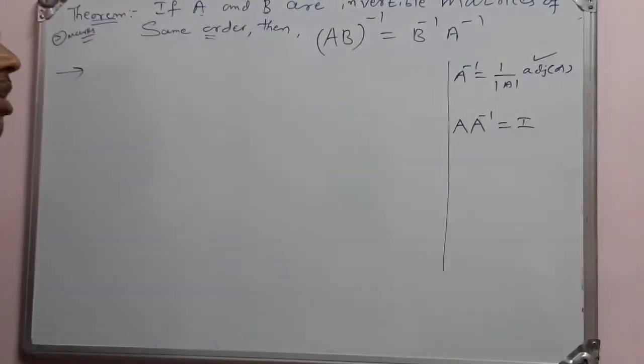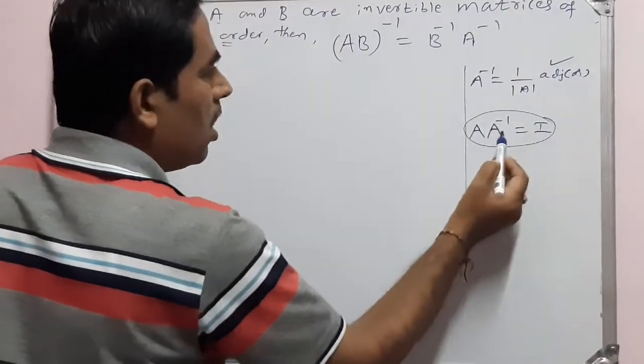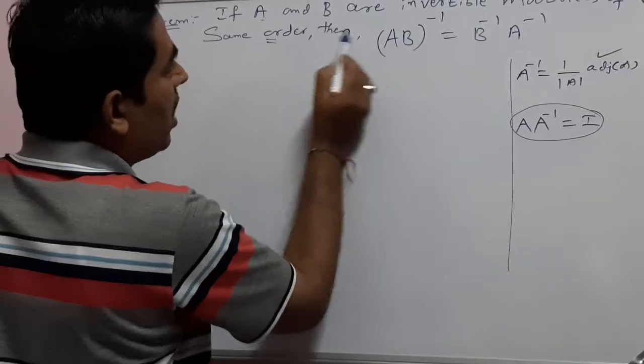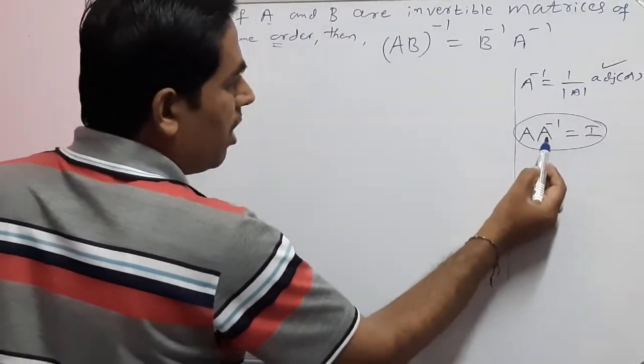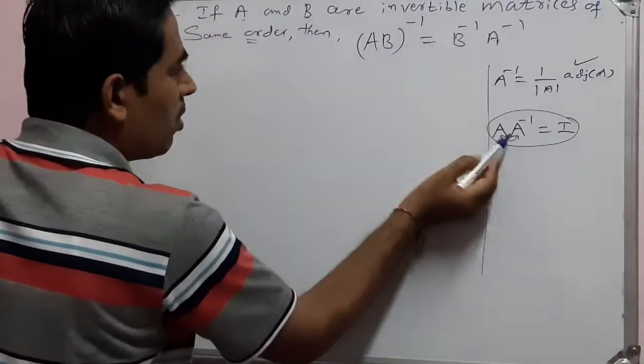We know this property of any matrix: any matrix multiplied by its inverse gives the identity matrix or unity matrix. I am going to make use of this property for this theorem. Here there are 2 matrices, A and B. If A is a matrix and I multiply it by its inverse, then I will get the identity matrix.